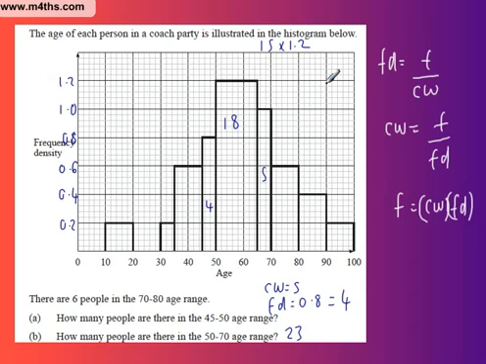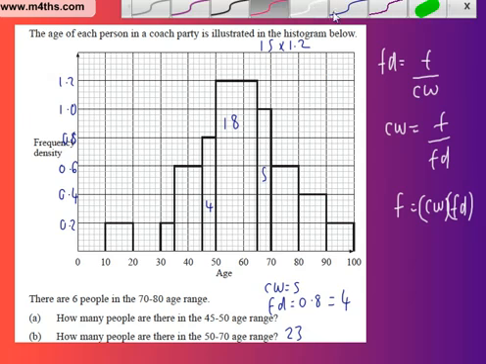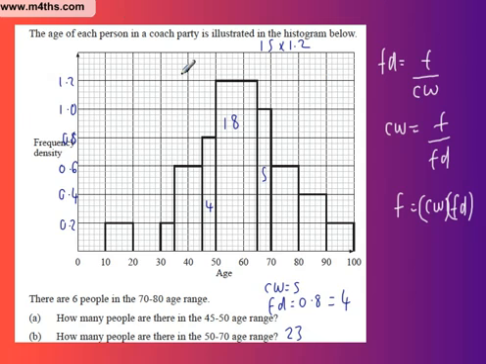Now, that's about the lot of it. The only thing that you may be asked to do is you'll be told that there were 5 people, and this wasn't included, I don't think, in the question. There were 5 people aged 20 to 30, complete the histogram.